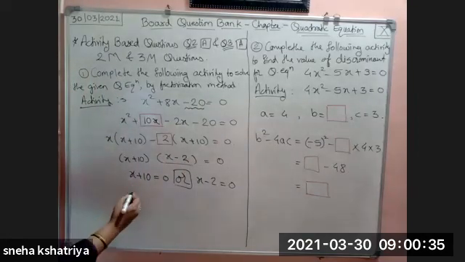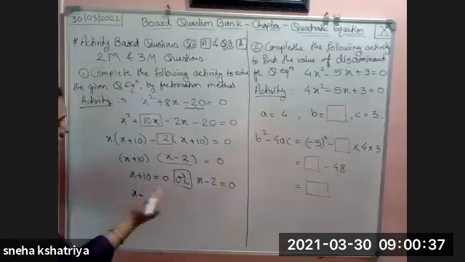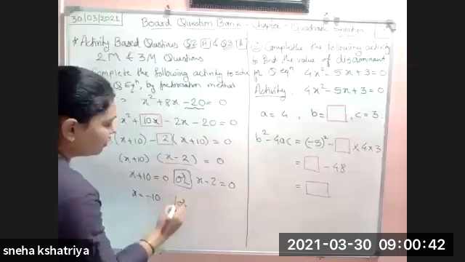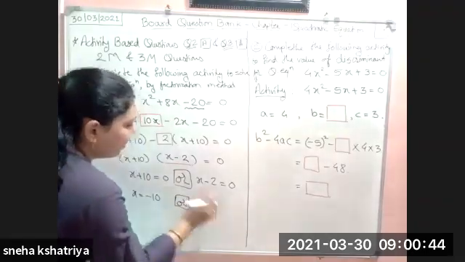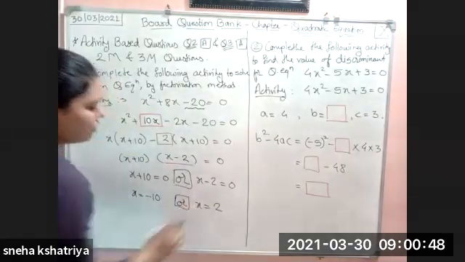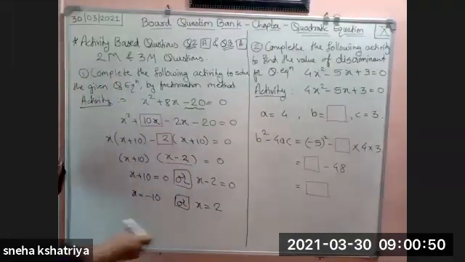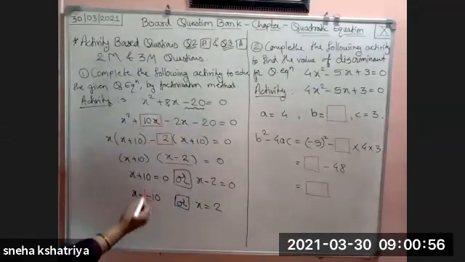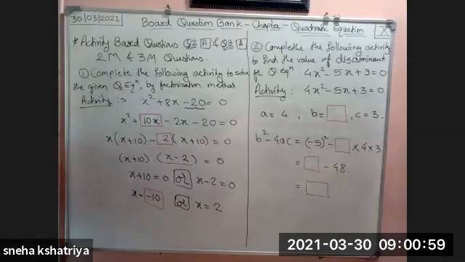Now to find the value of x, shift 10 to the right-hand side. It will become −10. Or the second value: minus 2 shifts to the right-hand side, so here x = 2. Now see, x = 2 was already given to you. What was left is x = −10. So your box is filled here: x = −10.